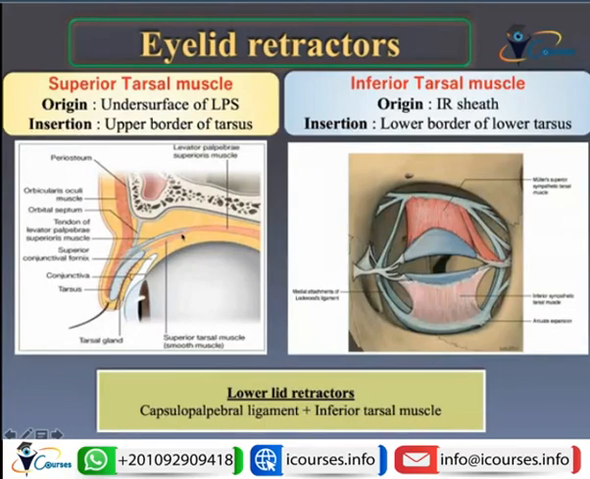The upper tarsal muscle or the superior tarsal muscle, as we mentioned earlier, originates from the undersurface of the levator palpebrae superioris muscle and is attached to the superior border of the upper tarsus. While the inferior tarsal muscle originates from the inferior rectus sheath and inserts into the lower border of the inferior tarsus. Both of these lower lid retractors and the capsulopalpebral ligament act as retractors for the lower eyelid. So the retractors for the lower eyelid are the capsulopalpebral ligament and the inferior tarsal muscle.